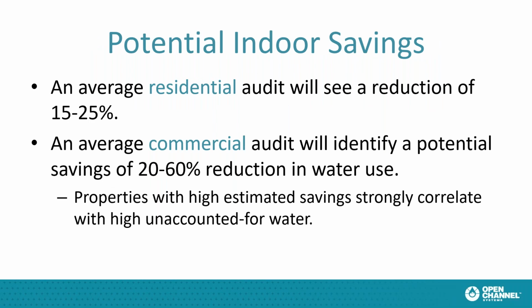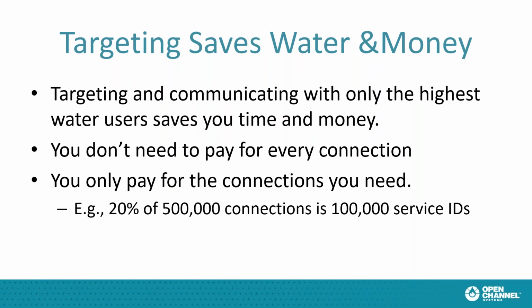Okay, so the average residential indoor audit will see a reduction of 15 to 25%. And getting back to what Russ said, the average commercial audit is going to identify potential savings of 20 to 60%. Of course, we know that properties with higher estimated savings correlate with high unaccounted for water. Next slide.